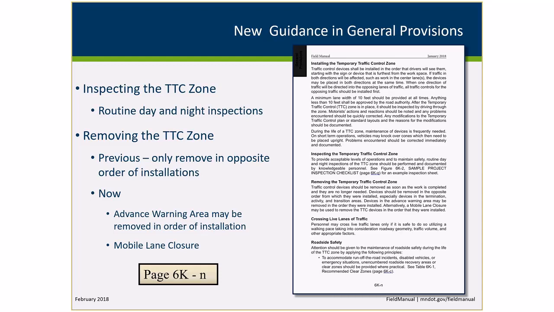You're also allowed to remove the temporary traffic control zone utilizing a mobile lane closure in the order that it was originally installed, and that can make it much easier to remove the temporary traffic control devices. So those are the additional options that were added for that.